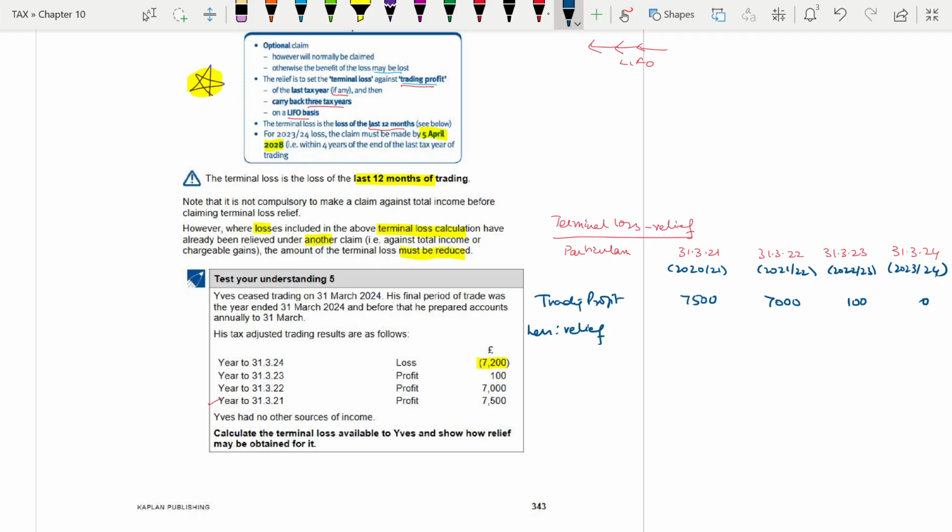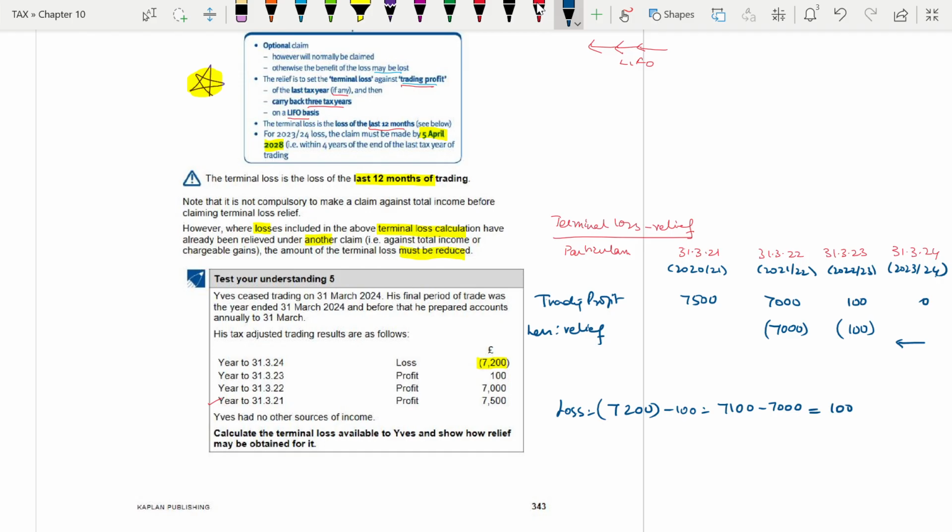Relief, we have to go last in, first out. How much is the loss? Loss is 7,200. First you have to go from here. How much can you deduct here? 100. Minus 100, how much is there? Still 7,100. How much can you deduct here? 7,000. Still, how much is there? It is going to be 100.